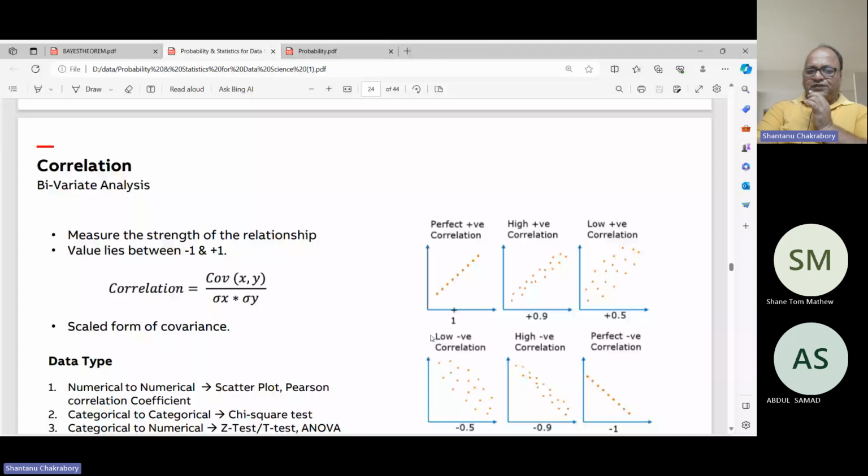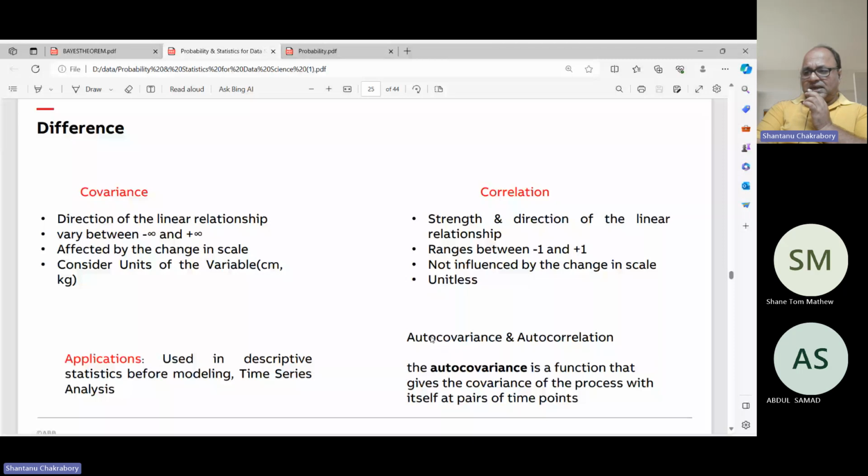Then this is the difference between correlation and covariance that we have done. Covariance varies between minus infinity and plus infinity, whereas correlation varies between -1 and +1. Correlation gives the strength and the direction of the linear relationship, while covariance is affected by the scale. There are also autocovariance and autocorrelation. Covariance is mainly used in descriptive statistics, modeling, and time series analysis.